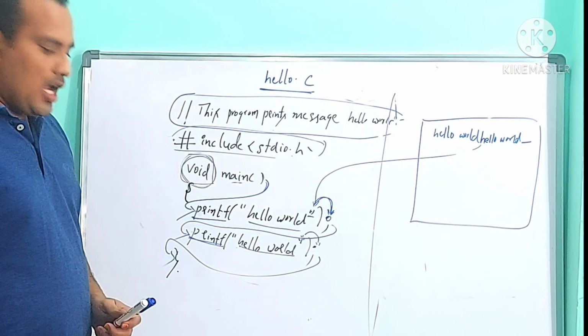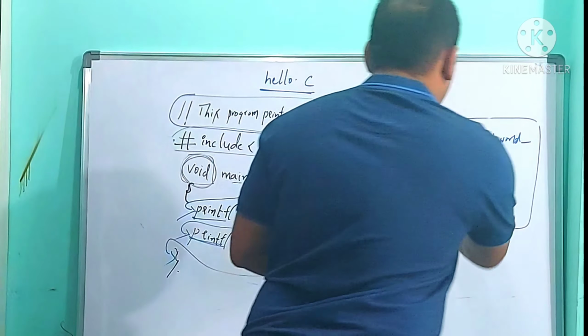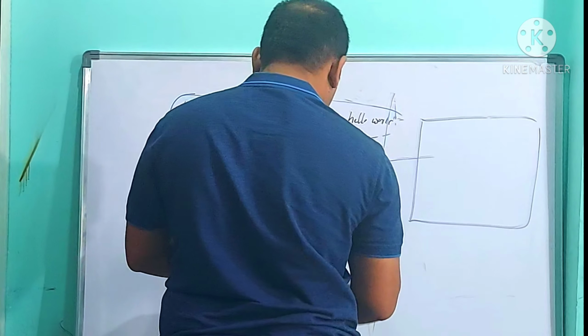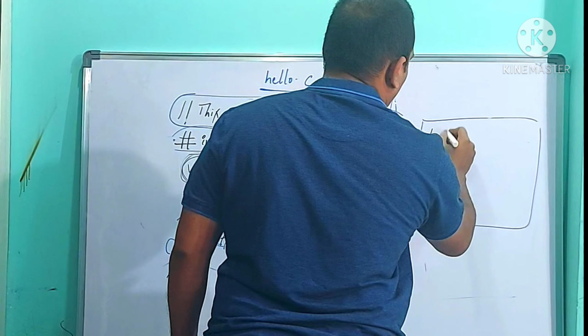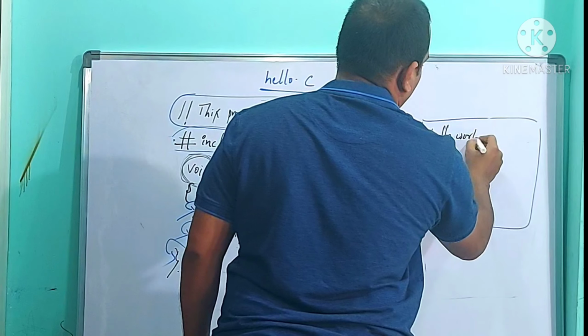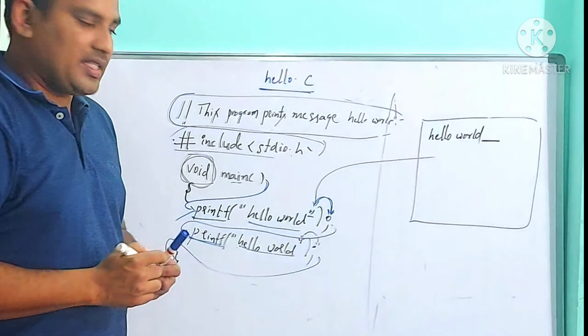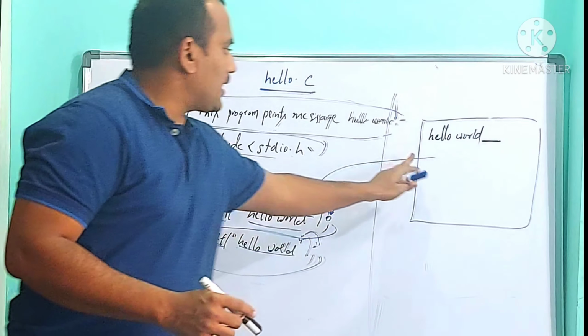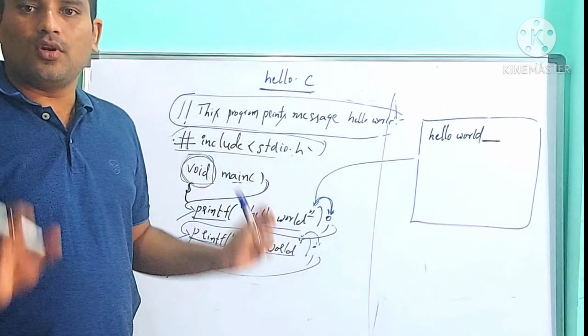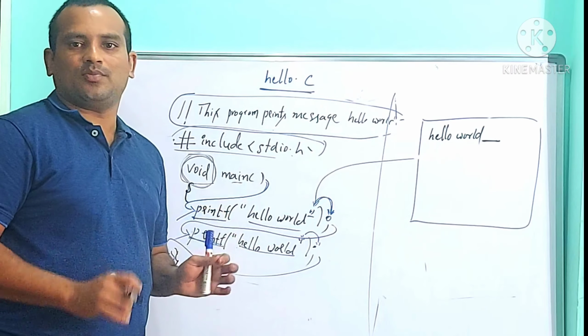Sir, I want to print, my question is, after printing hello world, first hello world in the first line, then the cursor is here. I want to print the second hello world in the second line. Is it possible? Yes, it is possible.